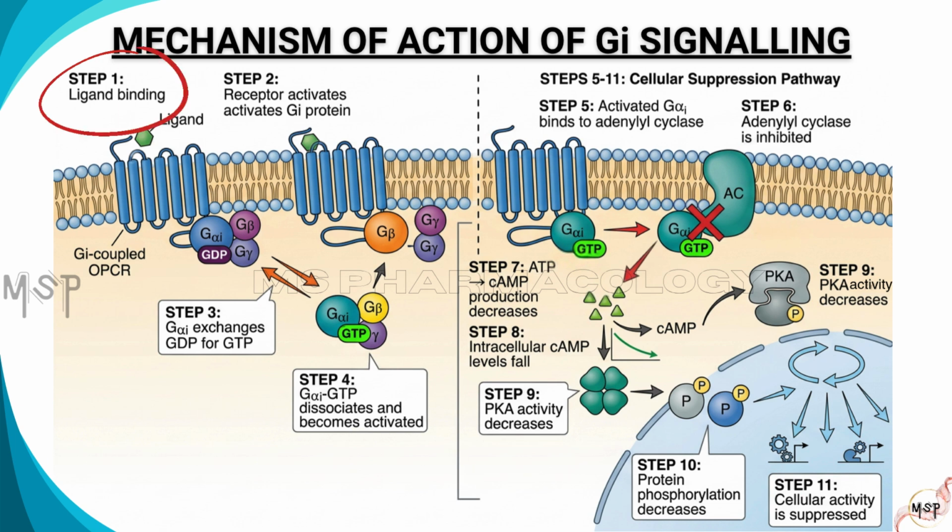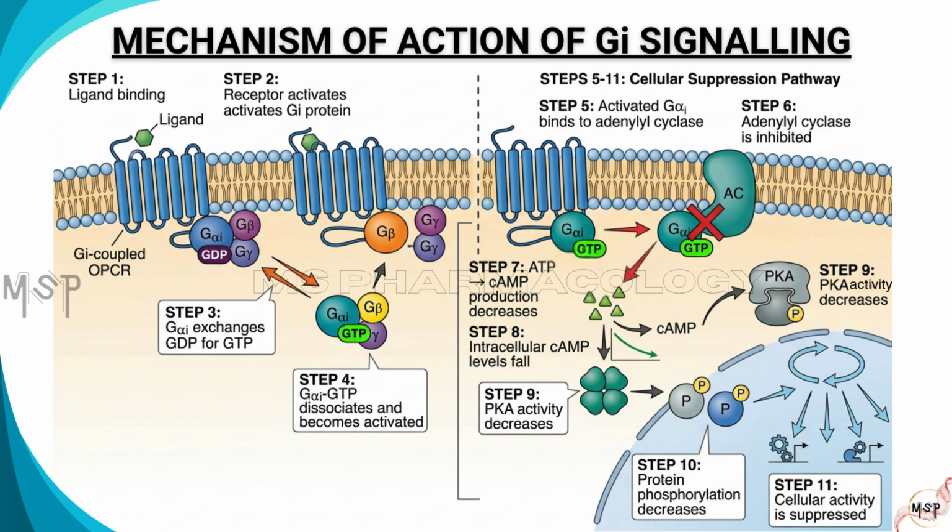Examples include the alpha-2 adrenergic receptor, M2 muscarinic receptor, and dopamine D2 receptor. Following receptor activation, the Gi protein is activated by GDP-GTP exchange on the G-alpha-i subunit. The activated G-alpha-i GTP complex then binds directly to adenylyl cyclase and suppresses its enzymatic activity.